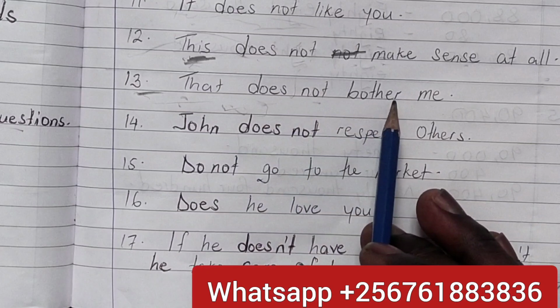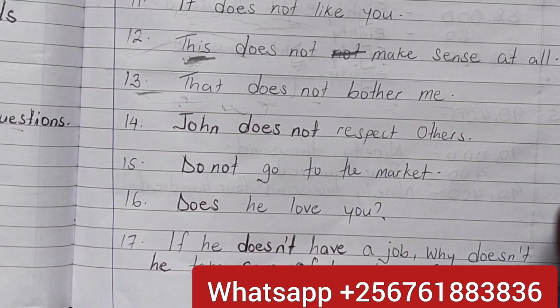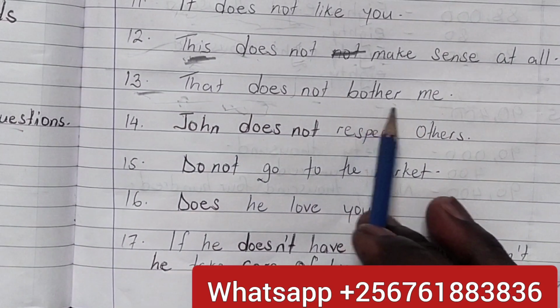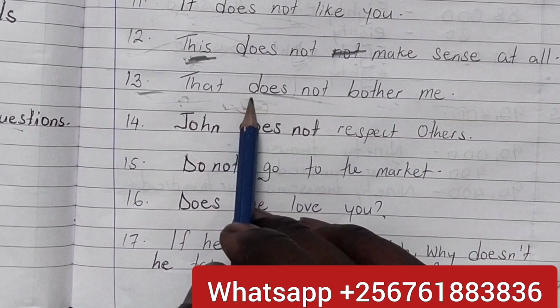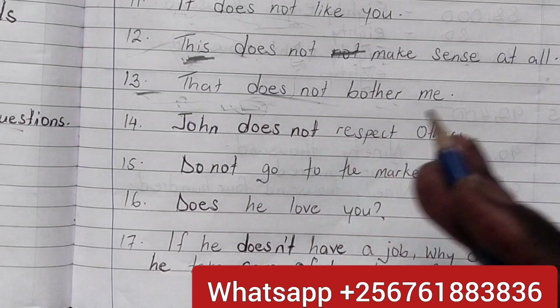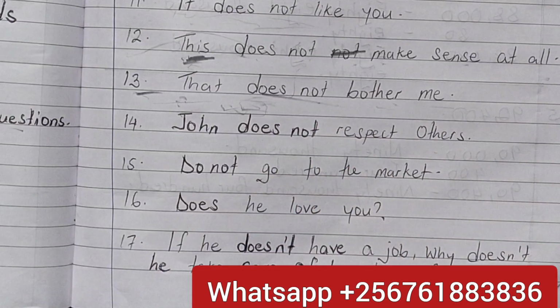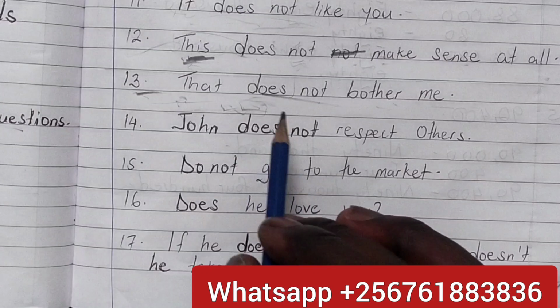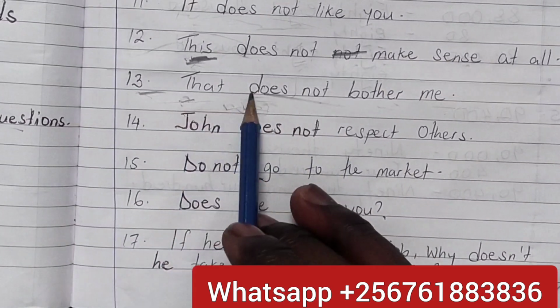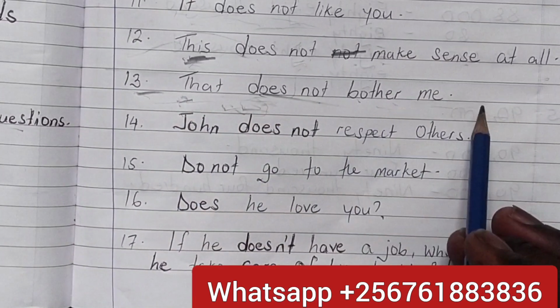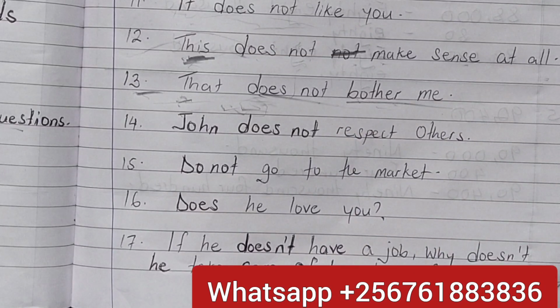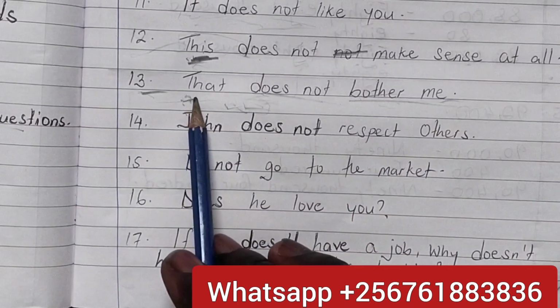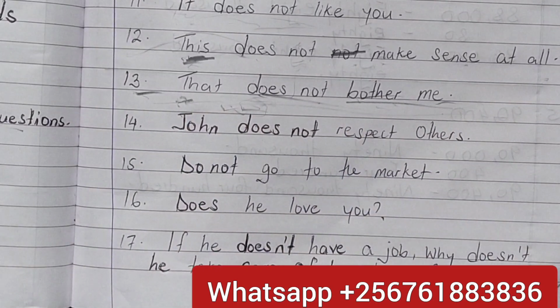That doesn't bother me. So it's better to read doesn't instead of does not. Does not is correct too, but if you are growing in your speaking, you can use doesn't. That doesn't or does not bother me. Bother means to trouble. That does not bother me or doesn't bother me.